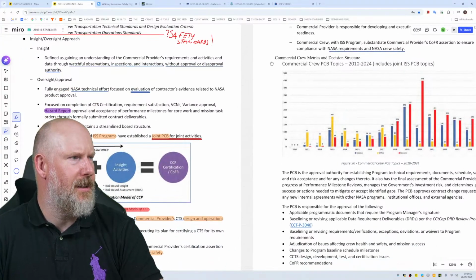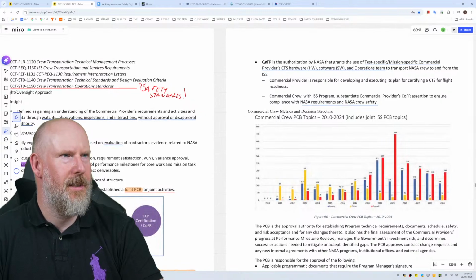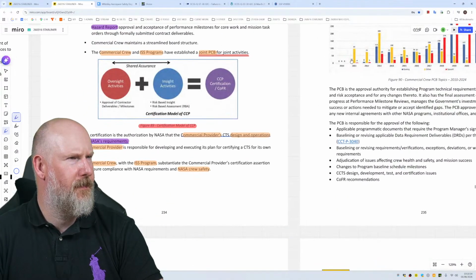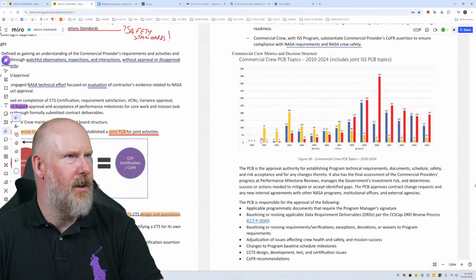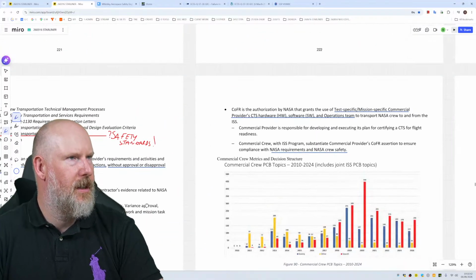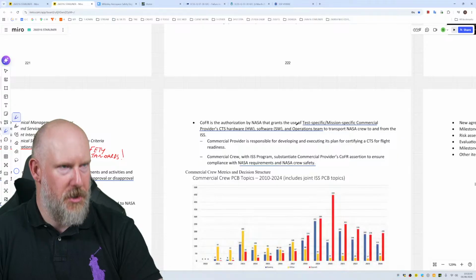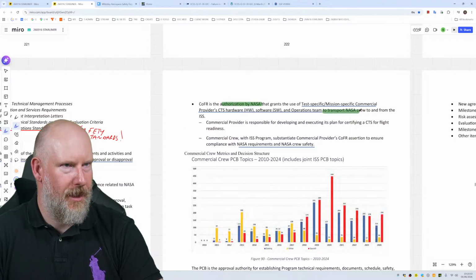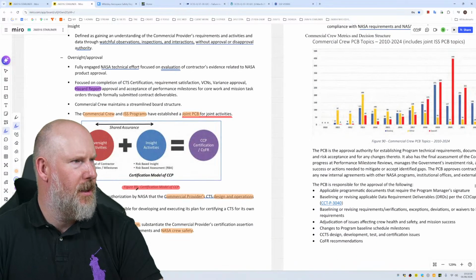So design certification is the authorization by NASA, and COFR is the authorization by NASA that grants use of certain things. Right, so that's about meeting requirements, and this is about authorization to do stuff. Authorization by NASA to transport NASA crew, whereas this is authorization by NASA that they meet requirements.